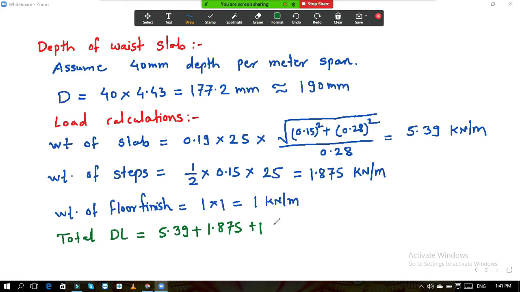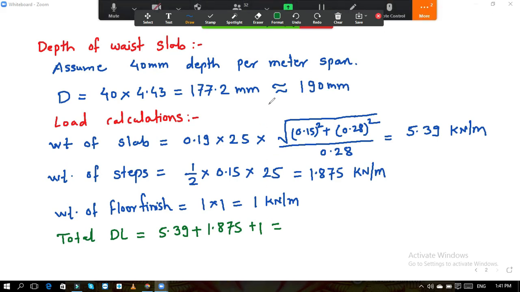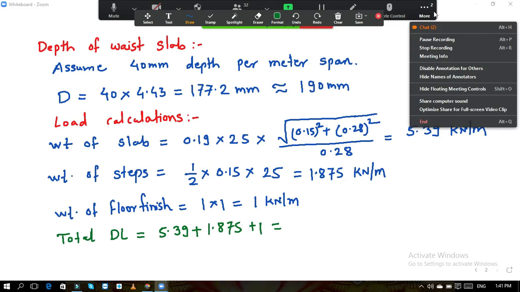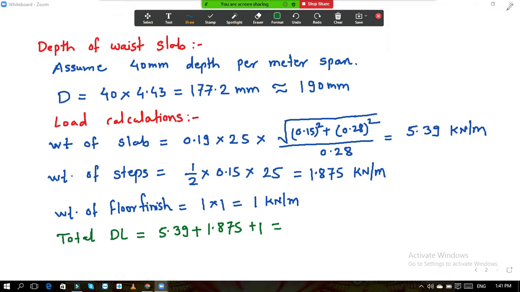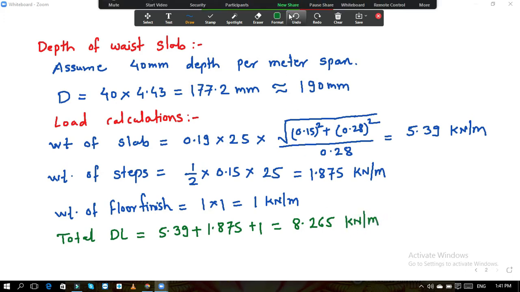So the answer is, what is the total dead load? It is 8.265 kilonewton per meter. So this is the total dead load.